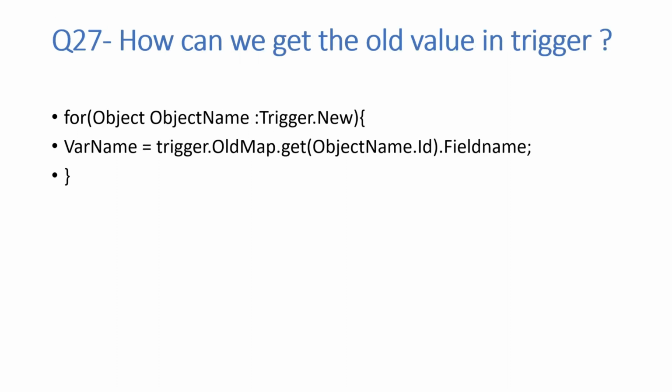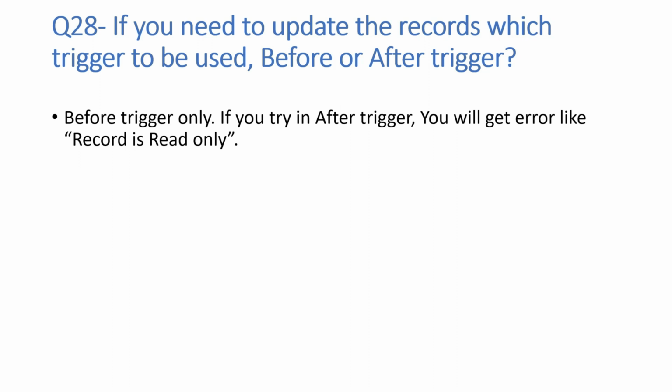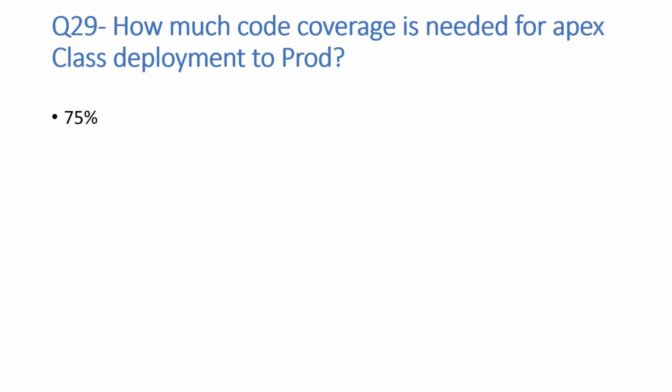How can we get the old value in a trigger? In order to fetch the old value in a trigger, we have a method on Trigger.oldMap.get. We need to pass the ID and we can refer to the field name by the dot operator. If we need to update the records, which trigger should be used, before or after triggers? Before triggers only. If you try in an after trigger, you will get an error like record is read only. So always remember, if you need to update, always use a before trigger.